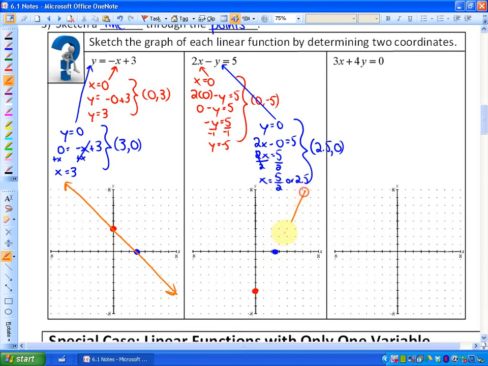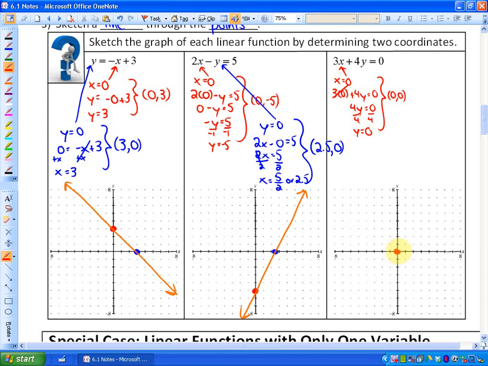This last example is an example where you're going to see an issue arise. I'll show you why in just a second. So let's try the exact same thing. If I substitute x equals 0, I'm going to have 3 times 0 plus 4y equals 0. So that ends up being 4y equals 0. And if we divide by 4, we get y equals 0 because 0 divided by 4 is 0. So that describes the point (0, 0).